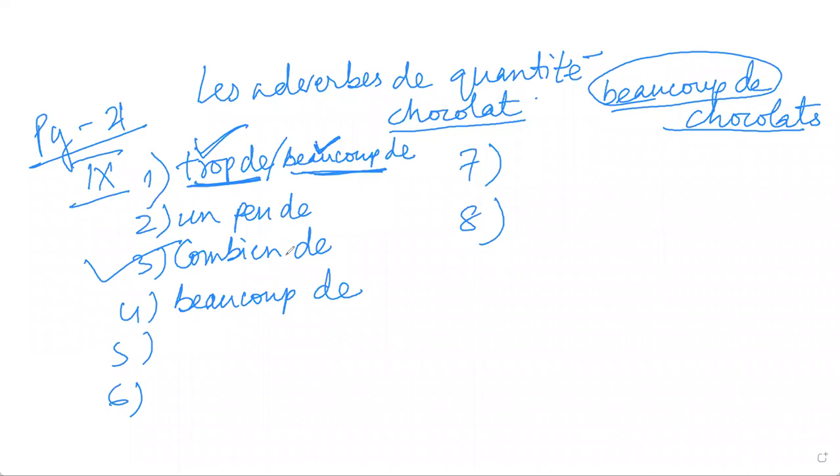Assez d'eau. Because we have enough fruits in the house. That is the reason we are not buying fruits today. Okay. So here, it will be assez d'eau. So assez d'eau is confirmed here.